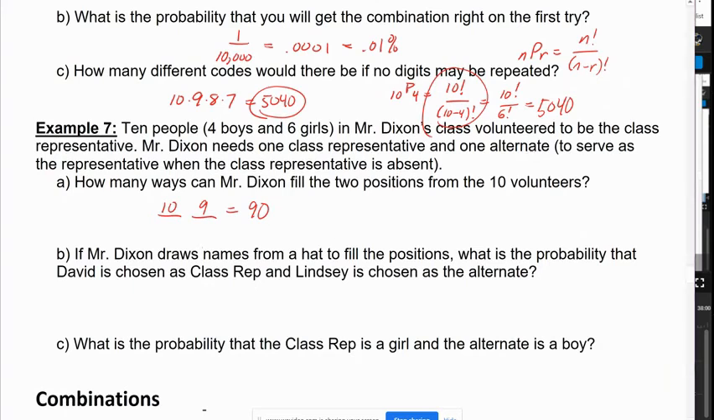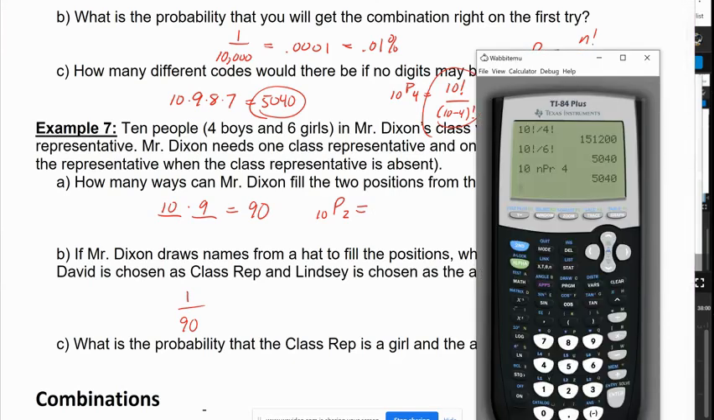If I draw the names from a hat to fill the positions, what is the probability that David is chosen as the class rep and Lindsay is chosen as the alternate? So that is only one of the permutations, and there are 90 permutations altogether. And this could also be written as, by the way, instead of writing 10 times 9, I could have said there are 10 people, we're permuting 2 of them. The order matters because having David as the representative and Lindsay as the alternate would be a different permutation than having Lindsay as the representative and David as the alternate. Okay, so 10p2, if you do that on your calculator, you'll see that's also 90. So 10, math, probability, option 2, nPr 2, 10p2 is 90. There are 90 ways to permute 2 people.